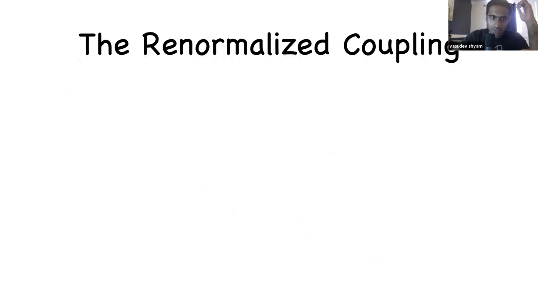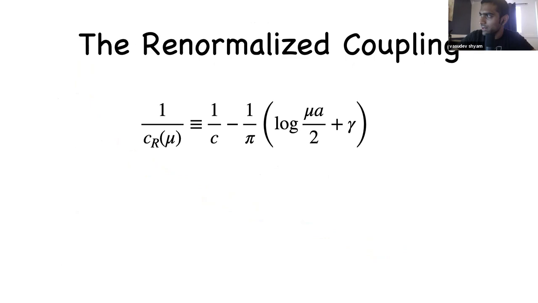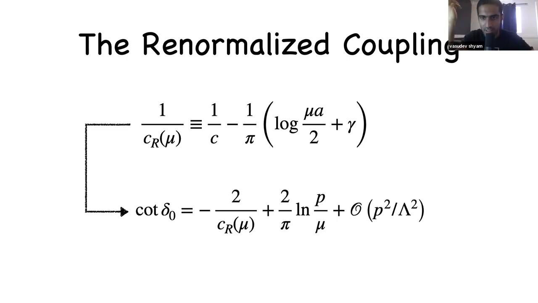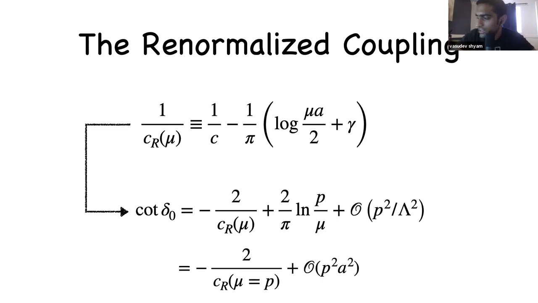And what we can then do is talk about the renormalized coupling. Remember, we did this the last time too, right? So what we can do is sort of make a subtraction, introduce this arbitrary scale mu. So that you find that this phase shift can be rewritten this way, where it doesn't seem to depend on the cutoff at all, right? But really the point is that this renormalized coupling captures all the physics of the problem, the momentum dependence of the phase shift, right? So to that order in A, where lambda is like 1 over A, it really is just 2 over C_R, where I set this arbitrary mu to P. So that's the point of the renormalized coupling.